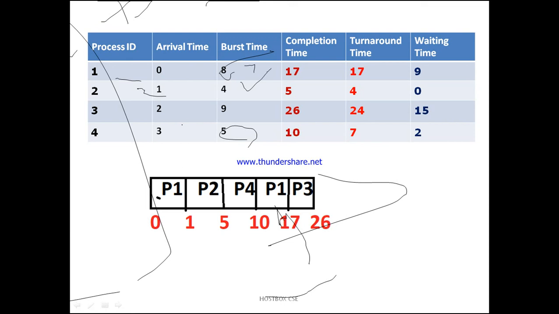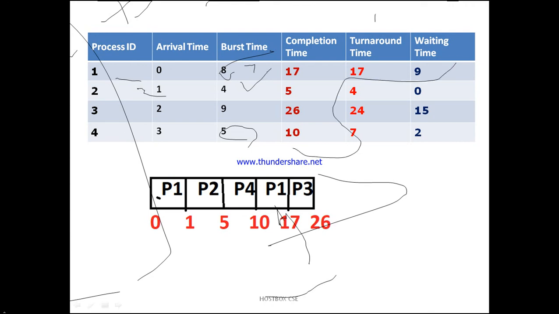Now we can find the turnaround time. The formula is completion time minus arrival time. So turnaround time is 17 minus 0, 17; 5 minus 1, 4; 26 minus 2, 24; and 10 minus 3, 7. Now the formula for waiting time is turnaround time minus burst time. So waiting time for P1 is 17 minus 8, 9; for P2, 4 minus 4, 0; for P3, 24 minus 9, 15; and for P4, 7 minus 5, 2.